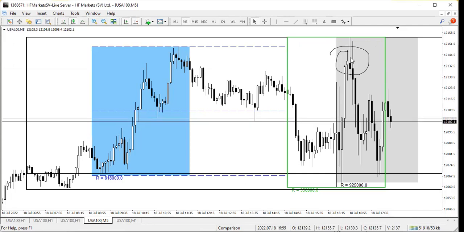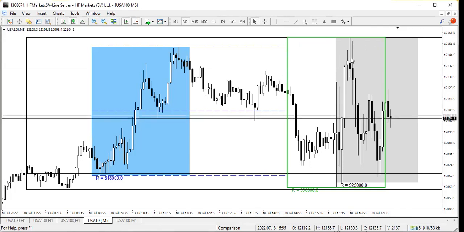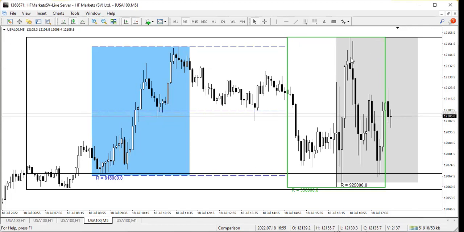But then 10 o'clock, just boom on M1. If you want M1, I got 50 points from both trades. Nice and easy. Nice and easy.